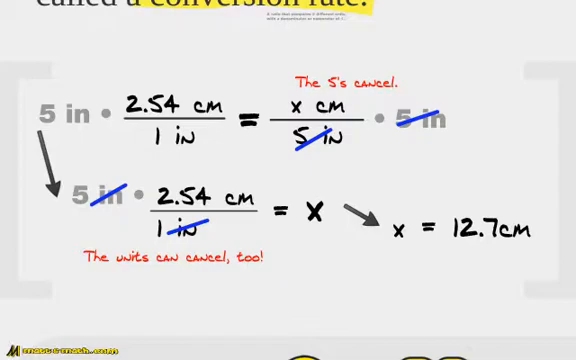5 times 2.54 gives you 12.7. And that's it. Not really much different from the past, using proportions. Again, hint there, just cross multiply and divide. 5 times 2.54, divide by 1. Well, that's easy, all right?